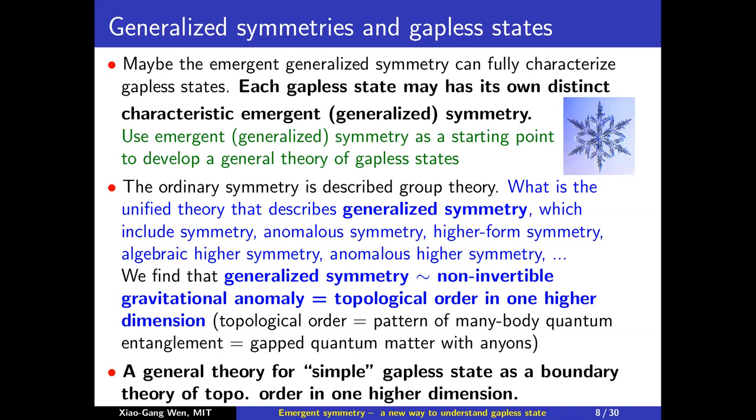Yes. So when you say generalized symmetry, does that include ordinary symmetry as a special case? Yes. Does that imply that even ordinary symmetry has something to do with topological order in one higher dimension? Yes. I will give an example for that. That's basically the example I'm going to give.